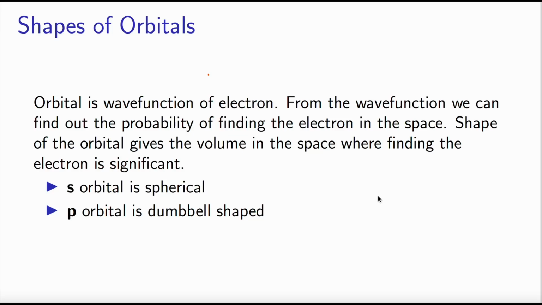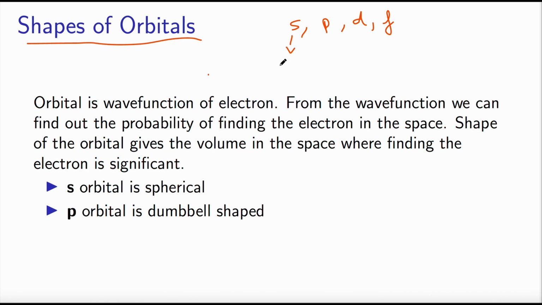This is part of the lecture series on atomic structure, periodic table and chemical bonds. Right now we are going to discuss what is called the shapes of orbitals. We have already learned that there is an s orbital, a p orbital, and then a d orbital and an f orbital.